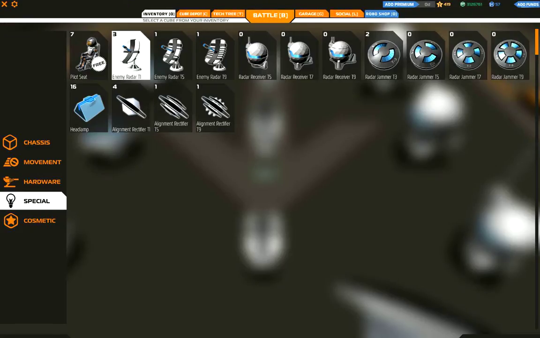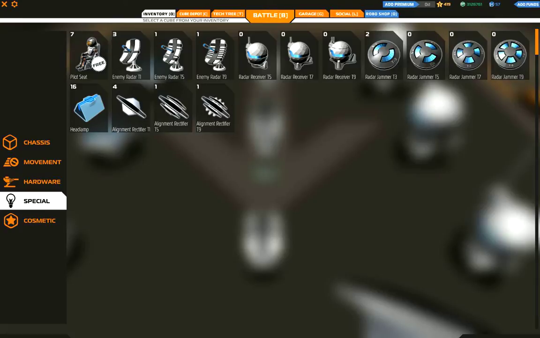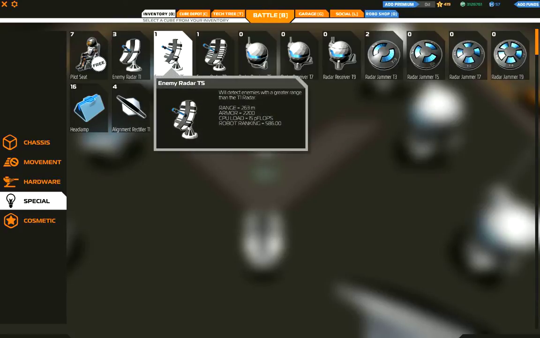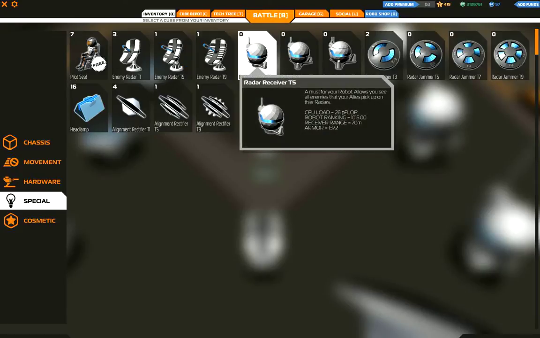So if you look at the stats on these, you've got a range figure on your enemy radar, 250 meters. And if you look at your radar receiver, well, apples to apples here, your T5 radar is 260 meters, your T5 receiver, only 70. And when you use these in the game, that's contradictory because the receiver is showing you data all over the map.